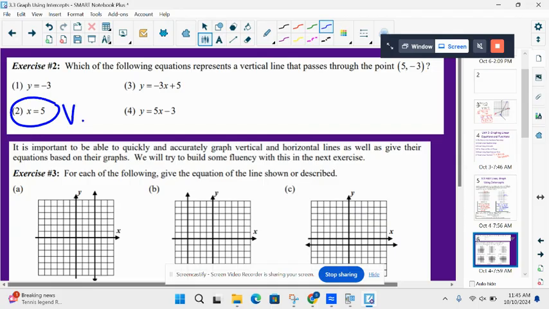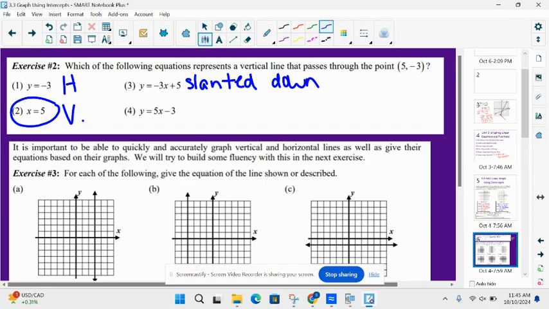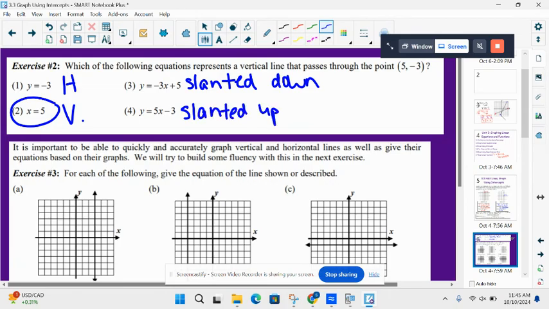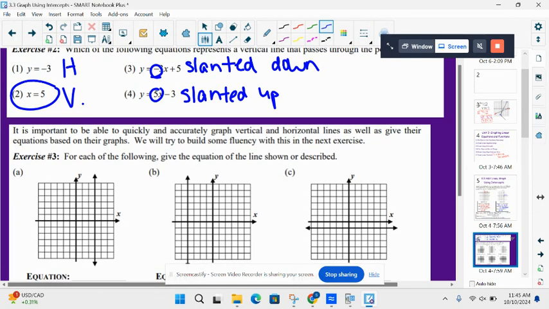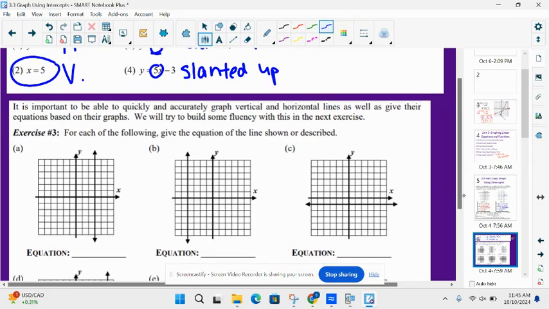So this one's vertical. We could also write number 1, which is horizontal. And then number 3 would be slanted down because the slope is negative. So number 2 is the one that answers the question, but I'm also going to classify the other ones. And then number 4 is slanted up because the slope is positive. So this has a negative slope, this has a positive slope. So the next page, we're going to practice writing the equations given the graph.